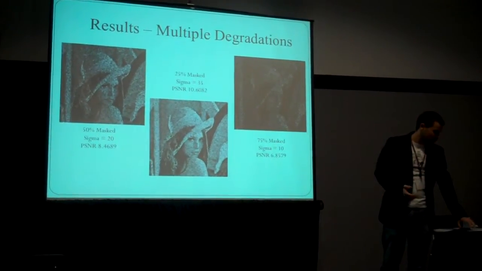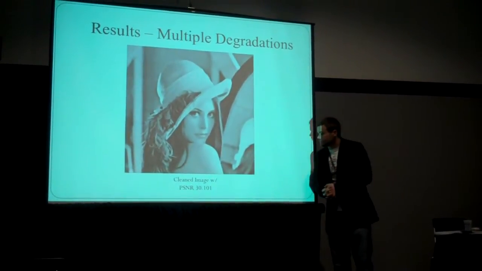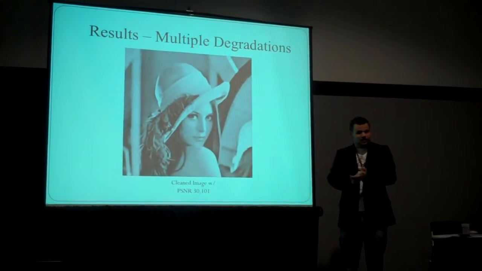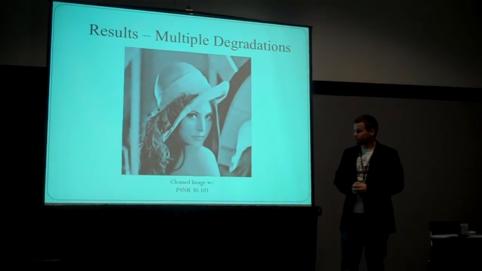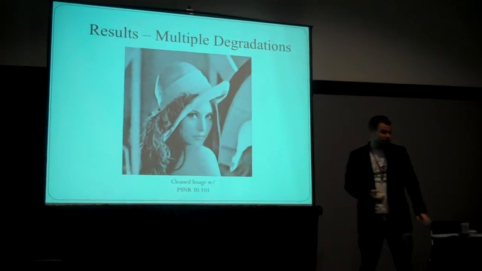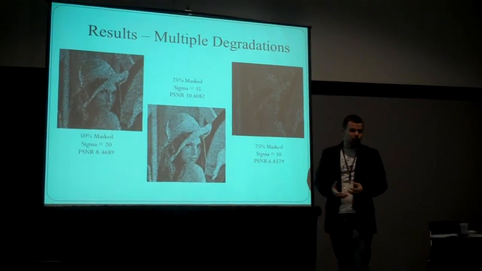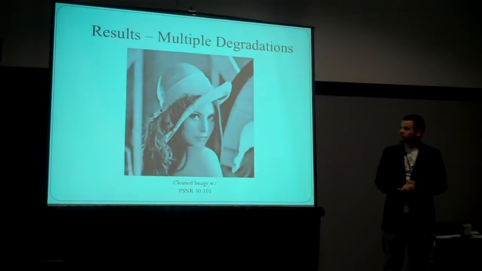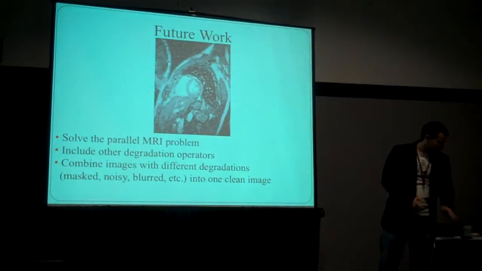And using our algorithm, we get this image out. I'm very proud of it. I think Lena looks beautiful. Like I said, we stare at them all day. So this is a cleaned image with a signal-noise ratio of 30.1, where when you consider that each one of these had 10 or lower signal-noise ratio, getting this out is pretty fantastic. We're really excited about it.